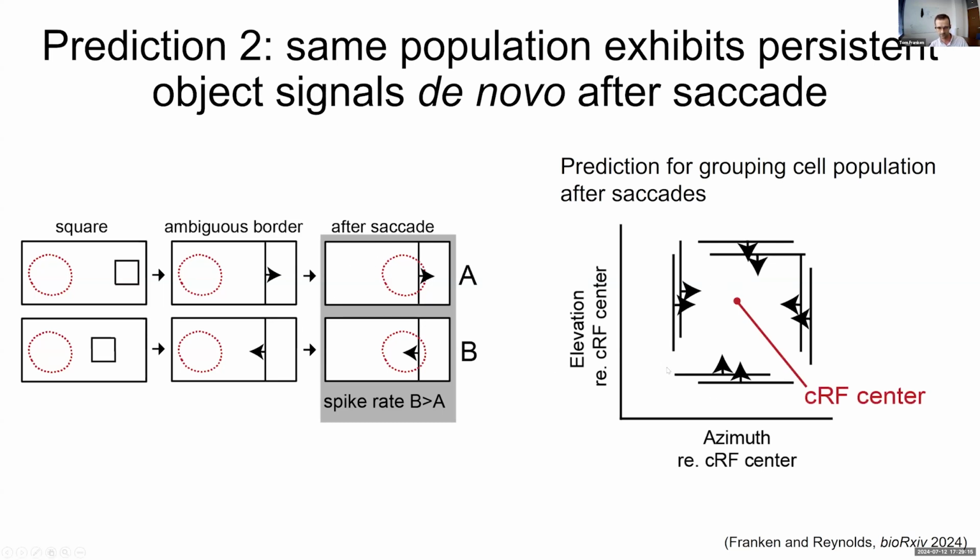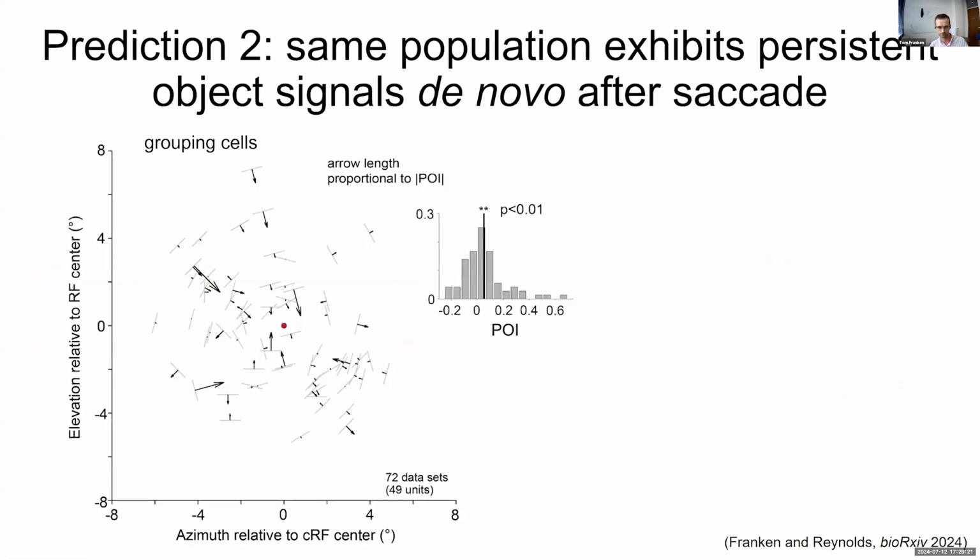So again, we should see this type of picture if there are grouping cells present in the population that we recorded from. And that is indeed consistent with the data, where again, most of the arrows after the saccade point towards the receptive field center, resulting in positive POI indices for that phase of the trial. Importantly, we don't see this pattern in the same neurons, in the same trials, before the saccade occurred, so it's not simply a lingering signal in these cells. And we also don't see this pattern when we do this analysis on a set of neurons that don't obey prediction 1, so that are not quantitative grouping cells.